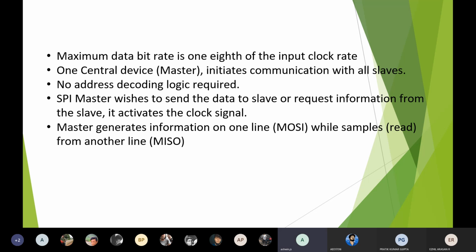It's unidirectional, it's not bidirectional. Why? Because in MOSI there will be only one-way communication. Similarly, we are using another line for receiving. So it will act as a simplex or duplex. Do you know what simplex, half duplex and full duplex are?